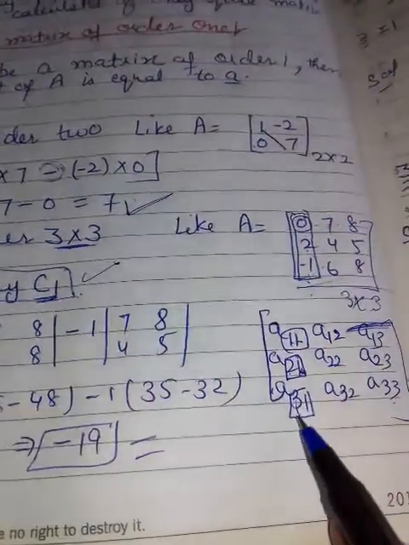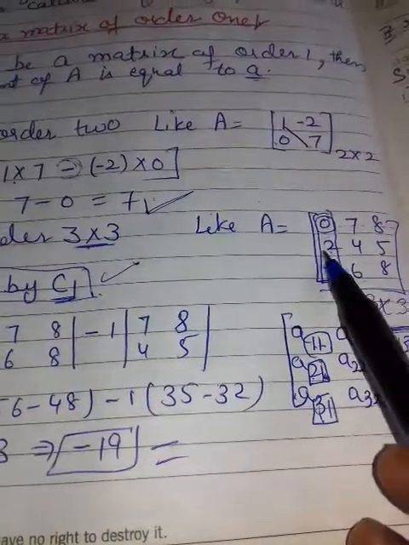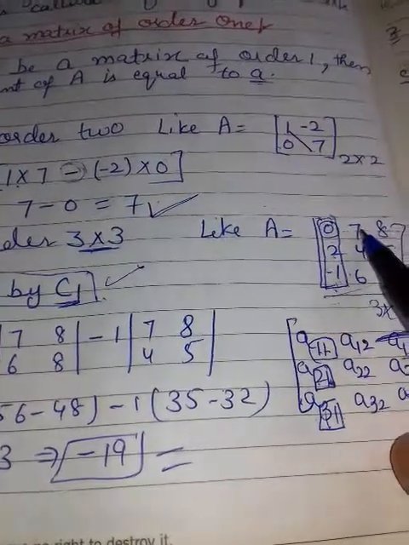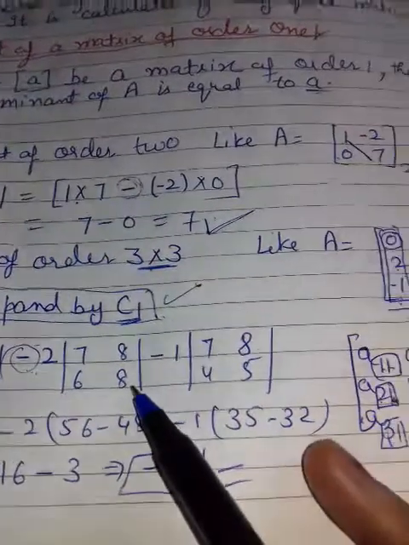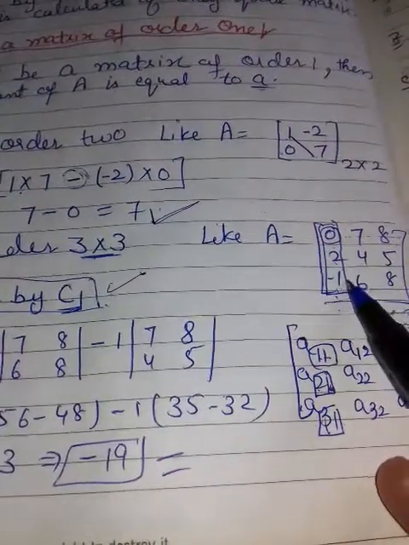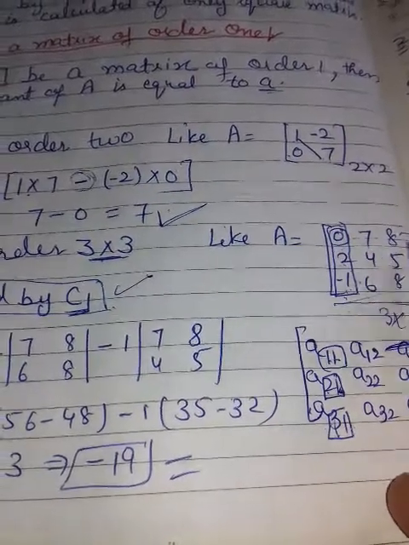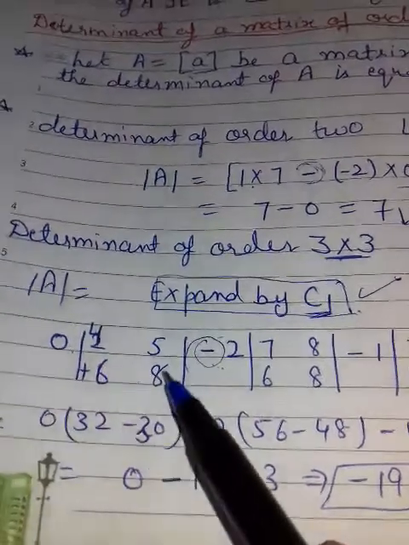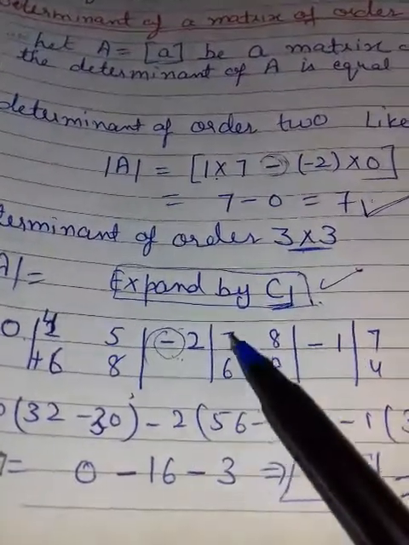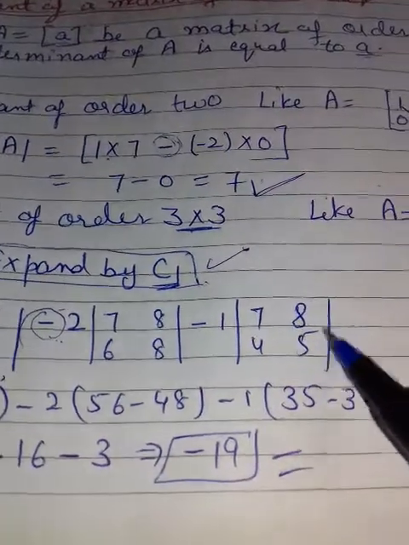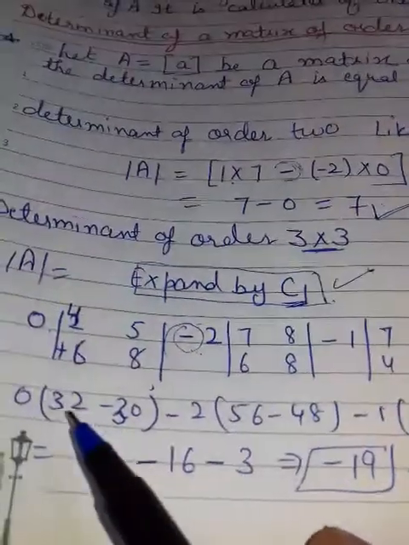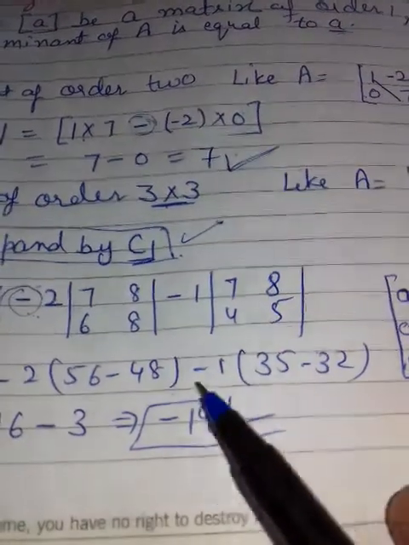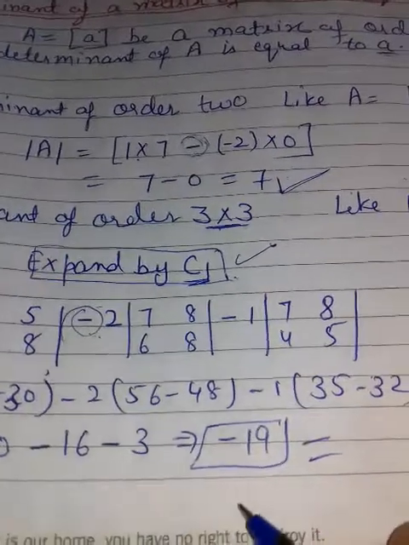So I hope you are getting A31. Whenever I am taking 2, A21 I am taking, then you will skip this. You will write 7, 8, 6, 8. Clear? Then minus 1 you are taking, then you will skip this row and this column, 7, 8, 4, 5. Clear? Now you will open 0 same, multiply here. Minus 2 same, multiply here. 7 5s are, 8 4s are. Clear? Now it will become 0 and it become 8 2s are 16, 3 1s are 3, minus 19.